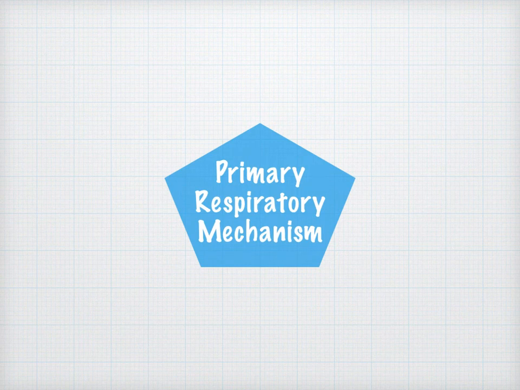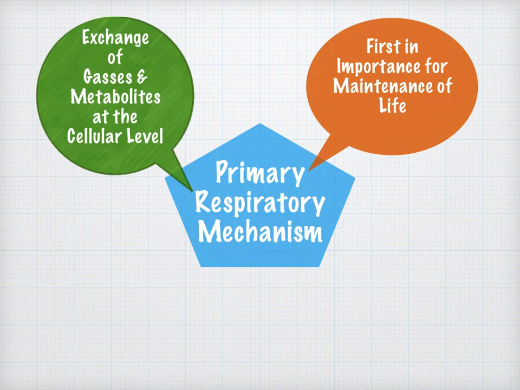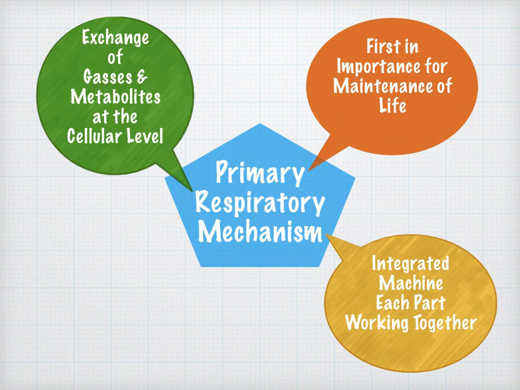The foundational concept is the primary respiratory mechanism. It is primary because it is first in importance and primary in maintenance of life. Respiratory refers to the exchange of gases and other metabolites at the cellular level. Mechanism implies an integrated machine with each part working together as a unit to carry out this fundamental physiology. The primary respiratory mechanism is associated with 5 phenomena. Let's look at each of those now.